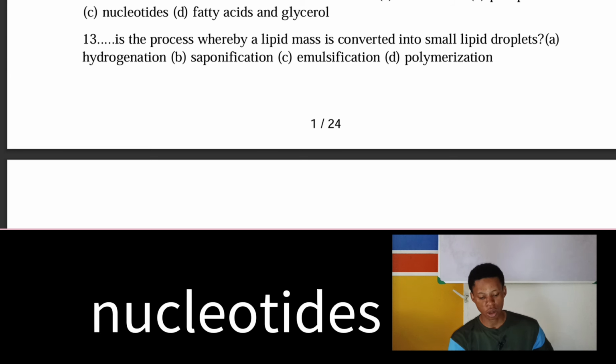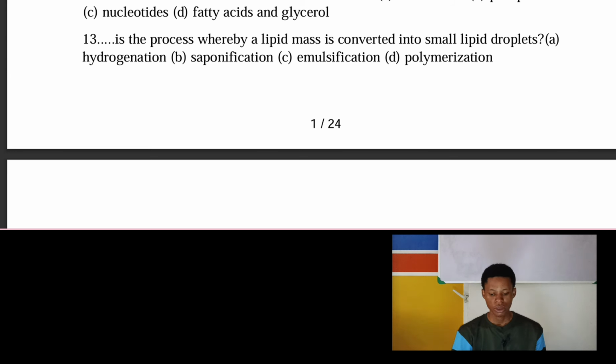Nucleotides, the one with T, option C. Now, nucleotides are the building blocks of nucleic acid. Don't confuse it with the nucleoside. Now let me explain.